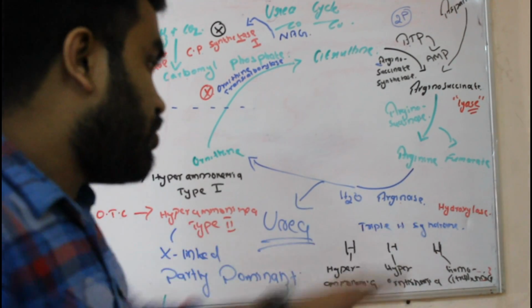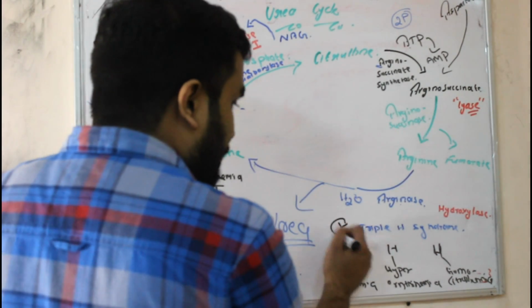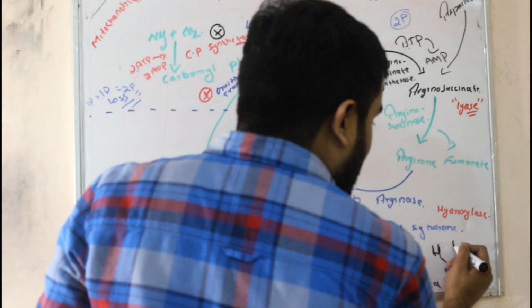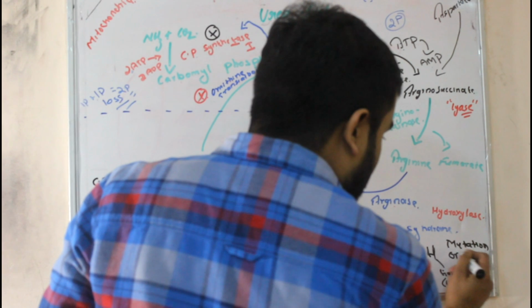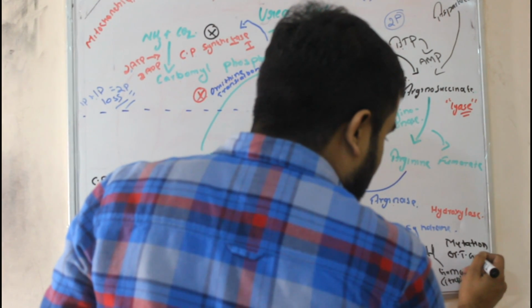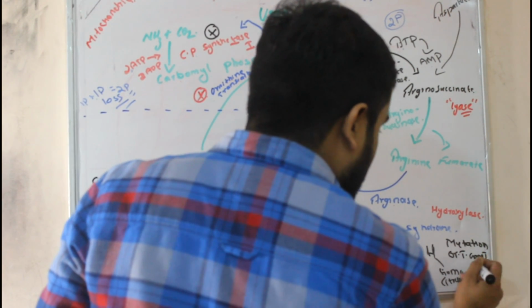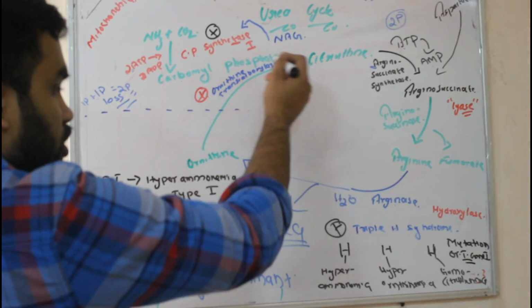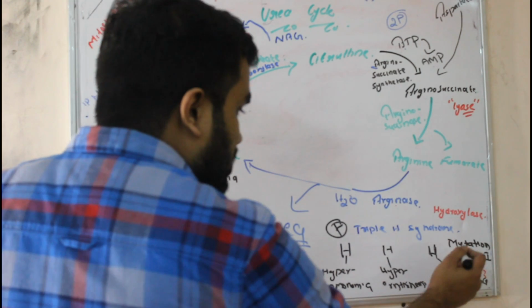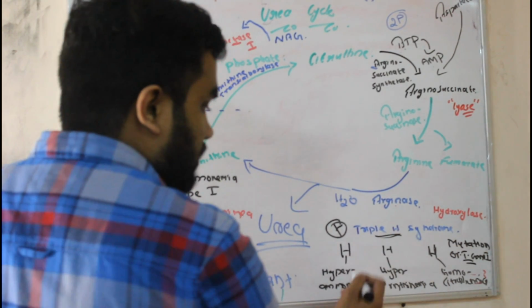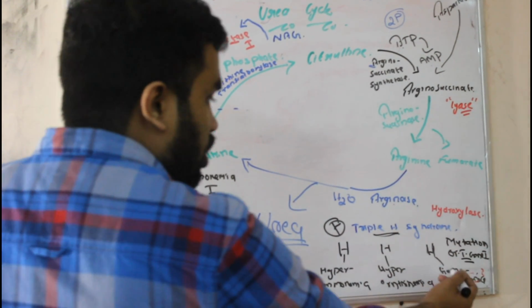What is the reason for this? This is not the deficiency of any enzyme. This is the mutation of the ornithine transporter gene 1. See, I have told you ornithine will be transported to mitochondria by the ornithine transporter gene. So if any mutation occurs, triple H syndrome will come. That is hyperammonemia, hyperornithinemia and homocitrullinemia.